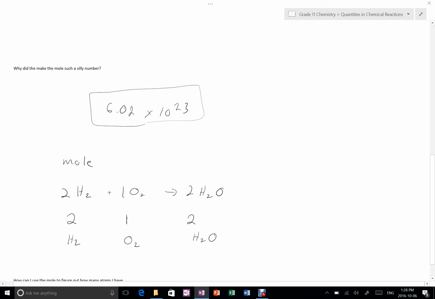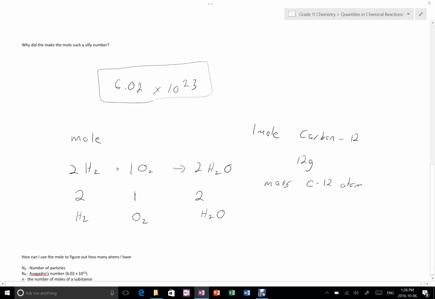They started doing all of that, and what they did is they set 1 mole of carbon-12 to weigh 12 grams long before they had any idea what the mass of a carbon-12 atom really was. That was a big mystery.